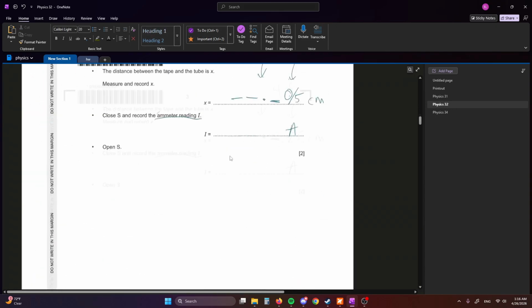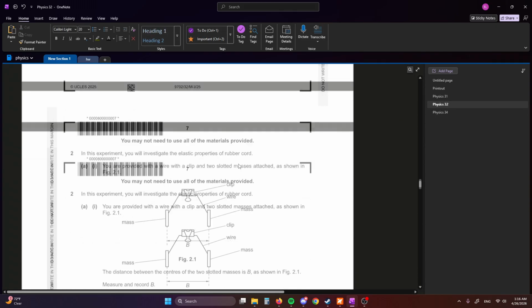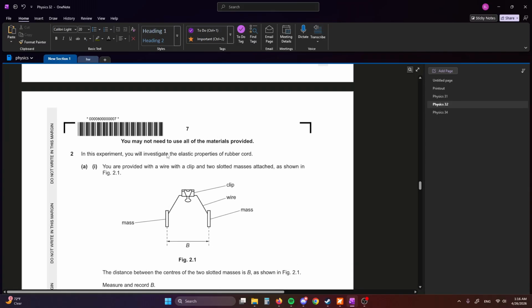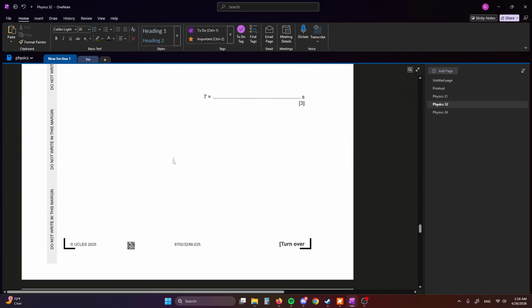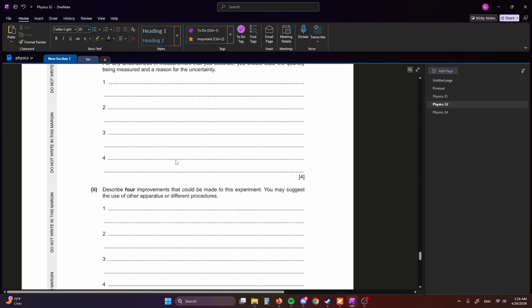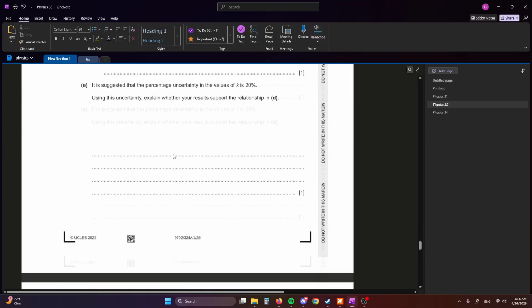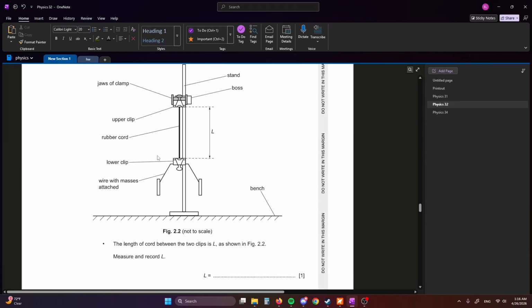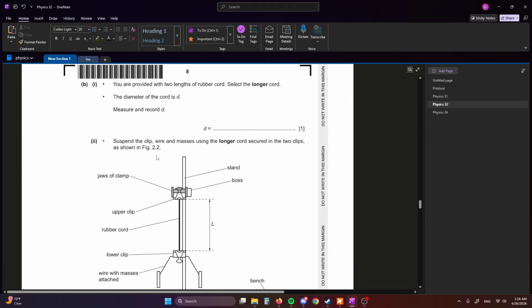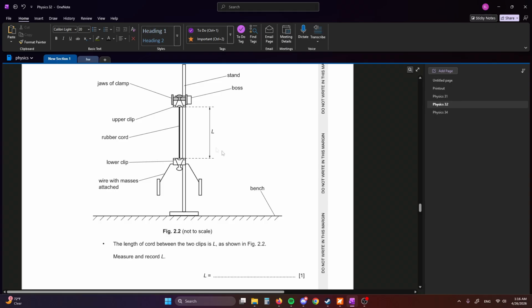Let's take a look at the next one. Maybe it's an interesting experiment. We will investigate the elastic properties of a rubber cord. Okay. So it's pretty much the same thing here. It's the two trials, and you want to graph more, as well as, in this case, it's probably this L. So this length might not necessarily be measured correctly, right?